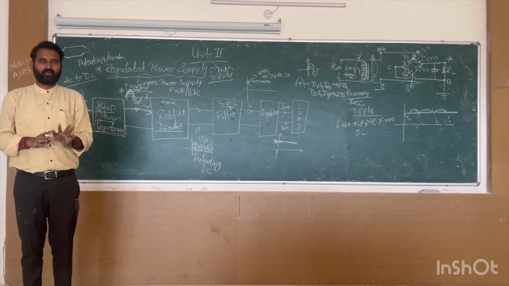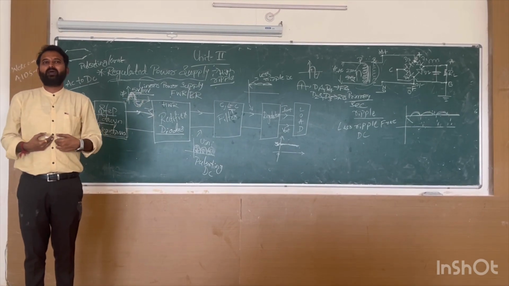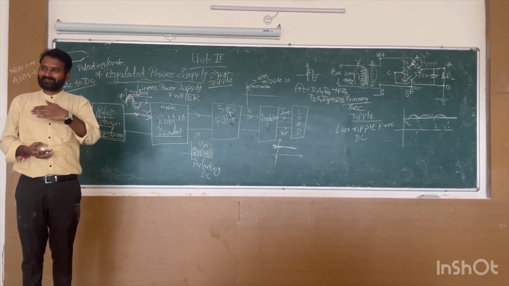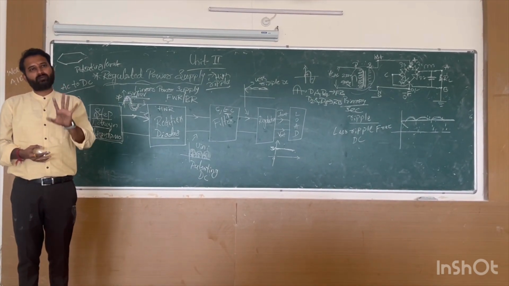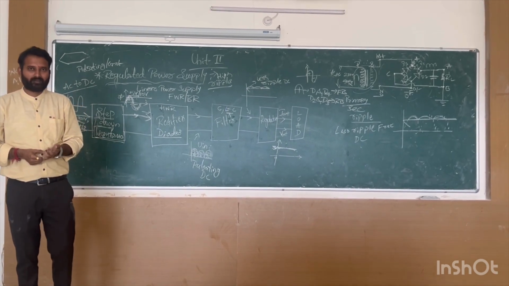Understandable now? Clear the conversion of AC to DC? Why do we need DC? Because to run other components, their maximum withstanding voltage is 5 to 10 volt. Understandable?